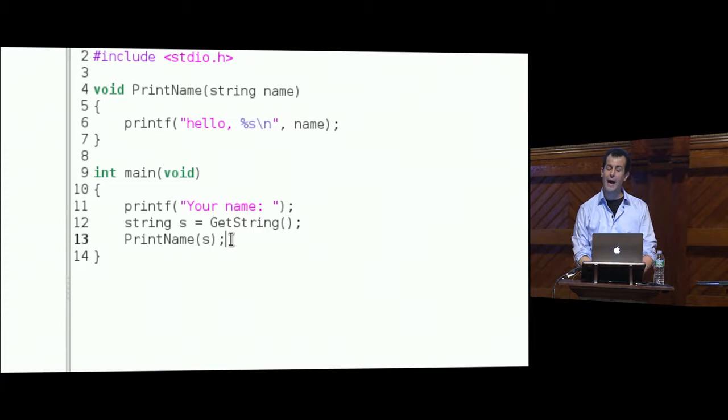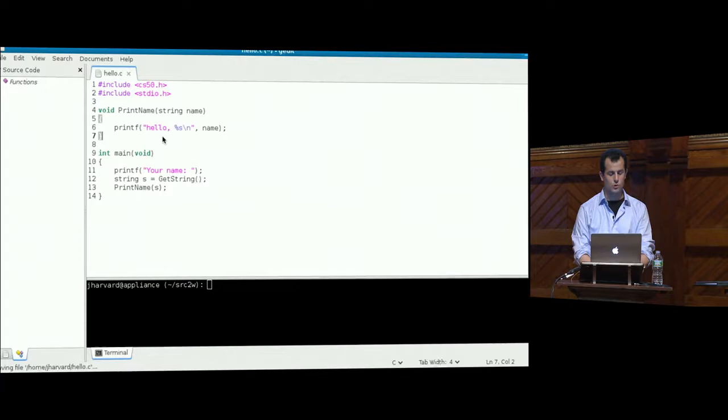But what I can do is pass s into print name. Print name just so happens to give it an alias, a synonym, a nickname, calling it name, and now using it in this line. So now let me save this, zoom out.